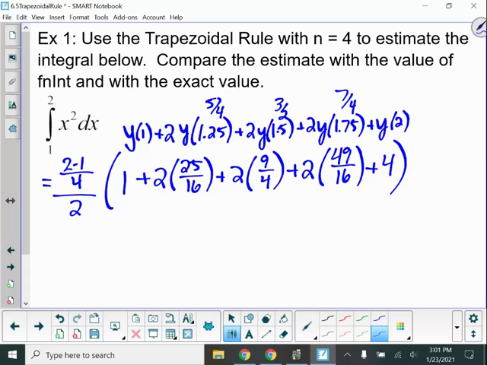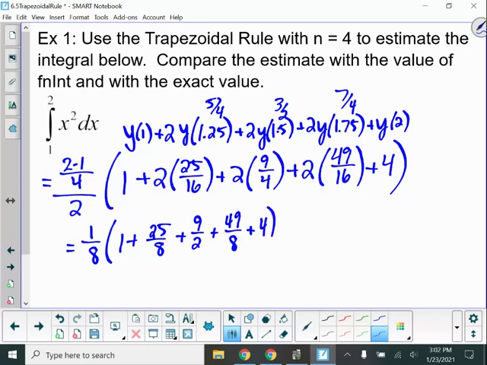So 2 minus 1 is 1. So 1/4 divided by 2 is going to be an 8 times everything that we have up here. So that's 1 plus 50 over 16, which I can reduce a little bit. That is going to be 25 over 8 plus 9 over 2 plus 49 over 8 plus 4. And that is going to equal 75 over 32, which is 2.34375.